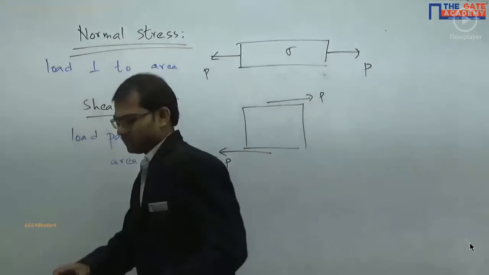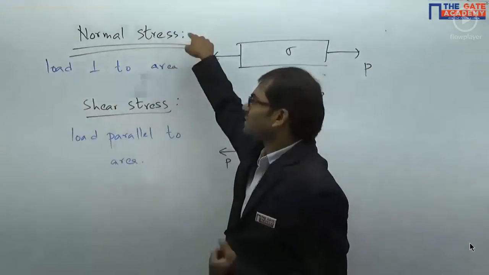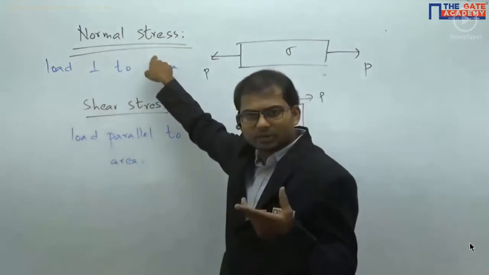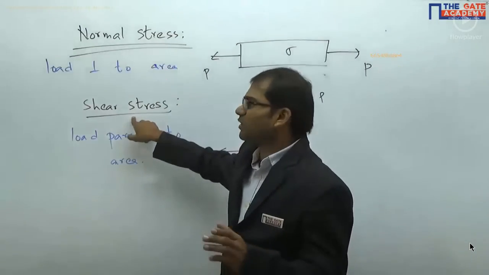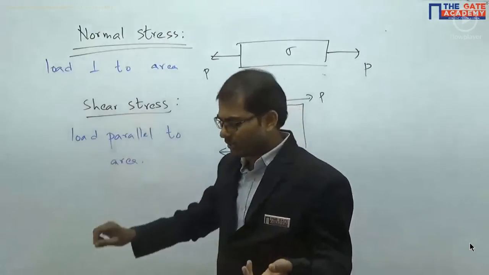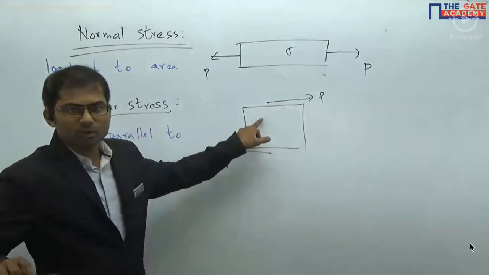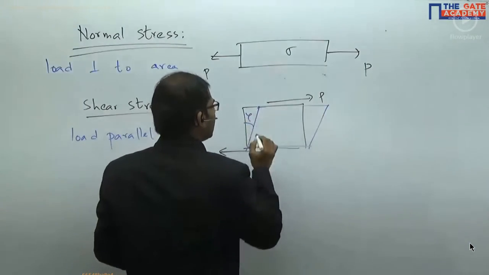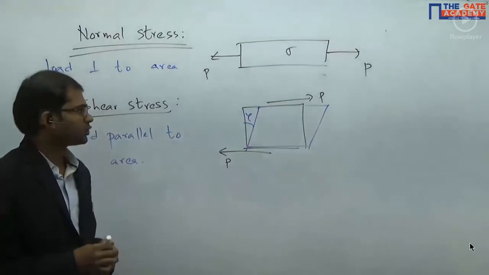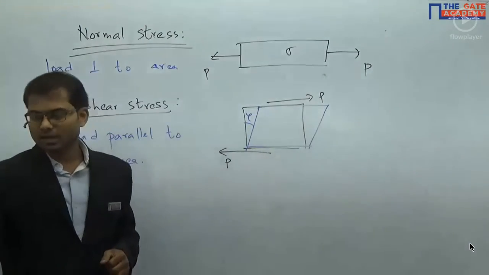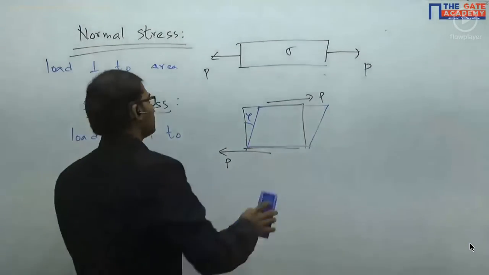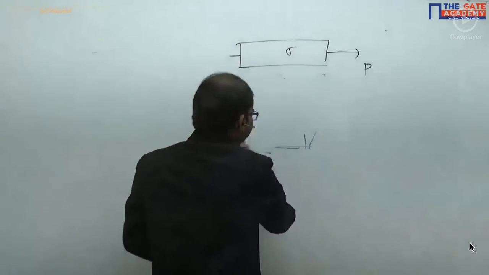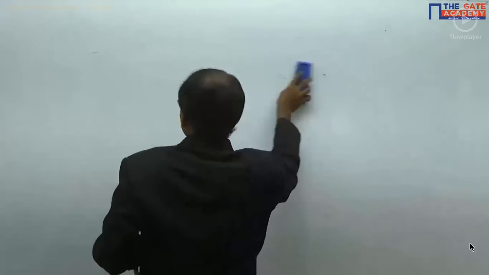Now the next things I'm directly telling you. Normal strain means whatever strain occurs because of normal stress. Whatever strain occurs because of shear stress is shear strain. If I am applying force on this body in this way, it will become a little bit like this, and this angle gamma that we are showing here is nothing but shear strain. So this is how shear stress, shear strain, normal stress, normal strain are defined. Now we have to go with the main part.